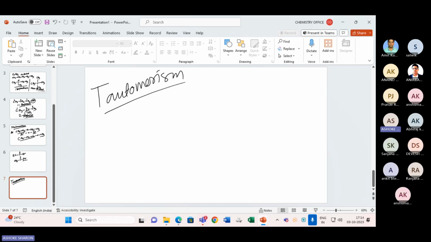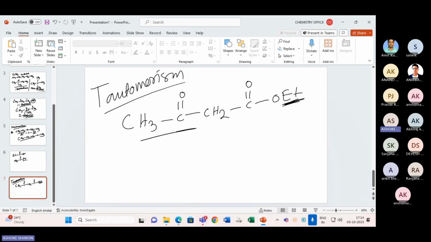For example, if you consider ethyl acetoacetate, CH3, CO, CH2, CO, OEt. So this is called the ethyl, the term coming from ethyl, and this is called the acetoacetate. In these cases you can see the ester group and the ketone group.